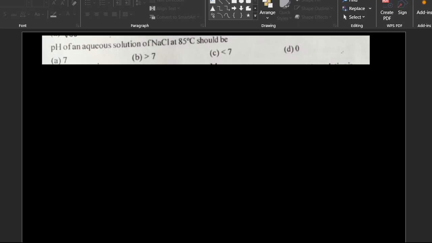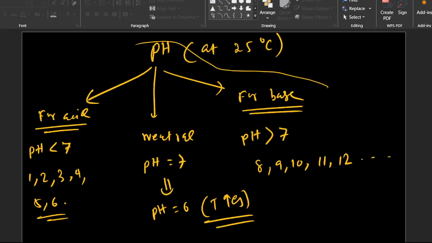Okay, so we will solve some examples. We first study the theory, and after that we will solve the related examples. We have studied that pH is less than 7 for acidic, equal to 7 for neutral, and greater than 7 for basic, and this is at 25 degrees centigrade.